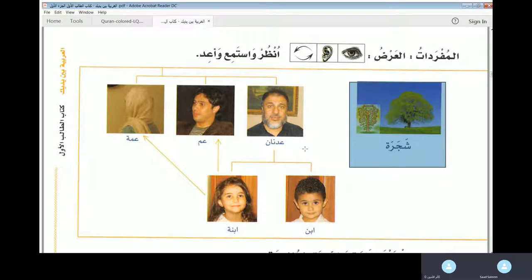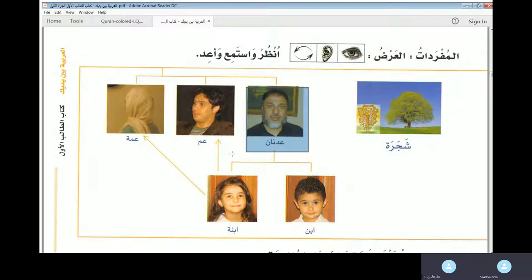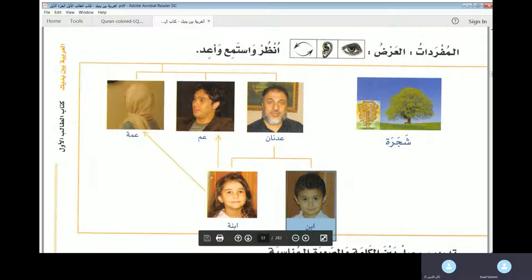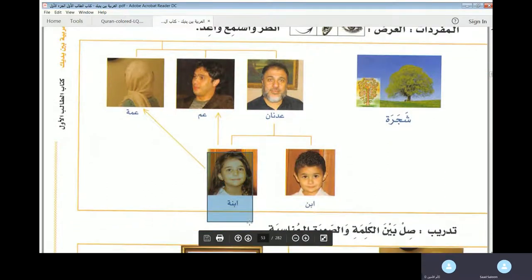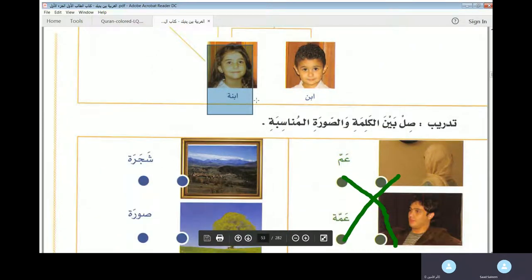Shajarah, tree. Adnan is a name. Adnan is the name of this person. 'Amm, uncle. 'Ammah, aunt. Ibn, son. Ibnah, daughter.